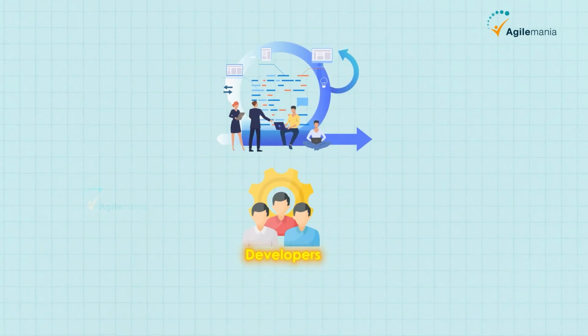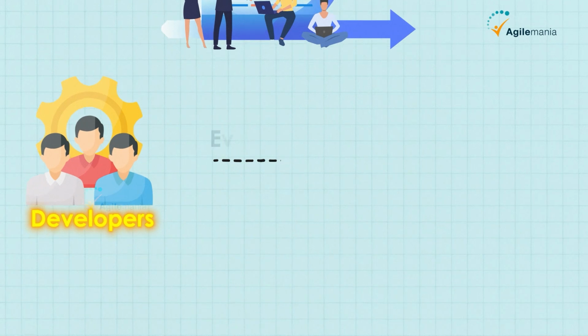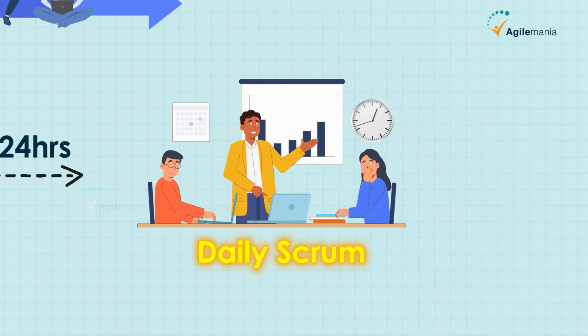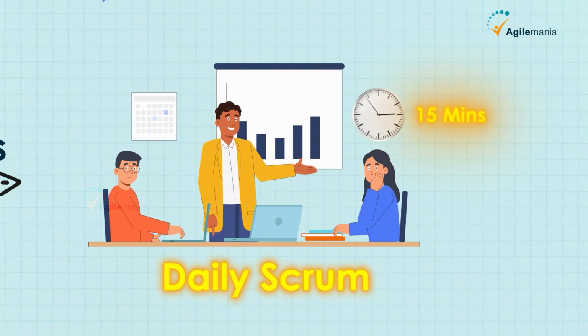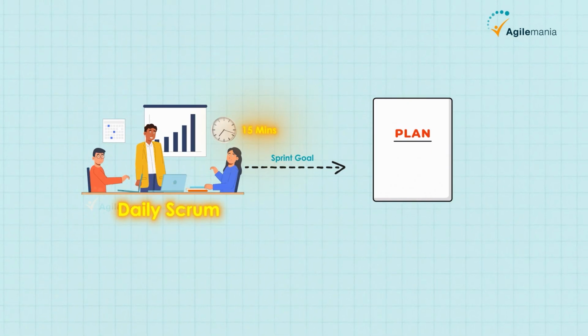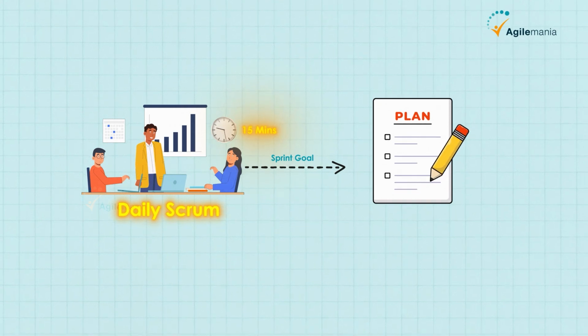During the sprint, the developers of the Scrum team will meet every 24 hours at an event called Daily Scrum, which is time-boxed for 15 minutes, and they inspect their progress towards the sprint goal. As a result, they might adapt their plan.